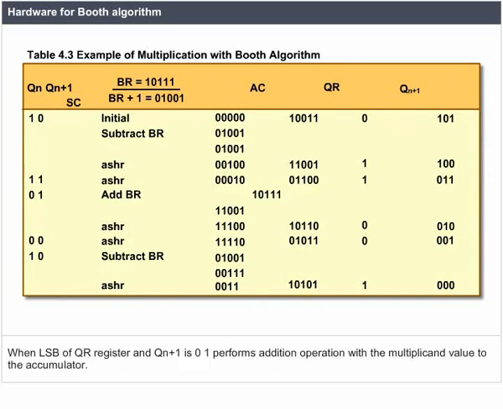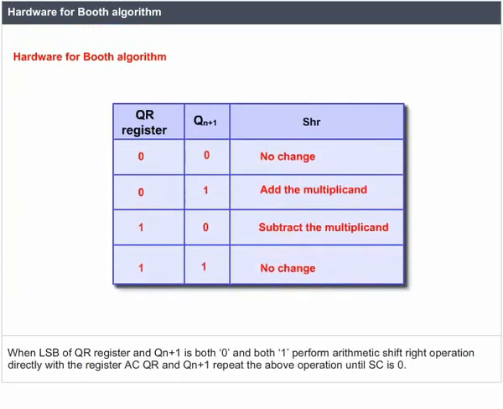When the LSB of the QR register and QN+1 are 0, 1, perform an addition operation with the multiplicand value to the accumulator. When the LSB of the QR register and QN+1 are both 0 or both 1, perform the arithmetic shift right operation directly with the registers AC, QR and QN+1. Repeat the above operation until SC is 0.